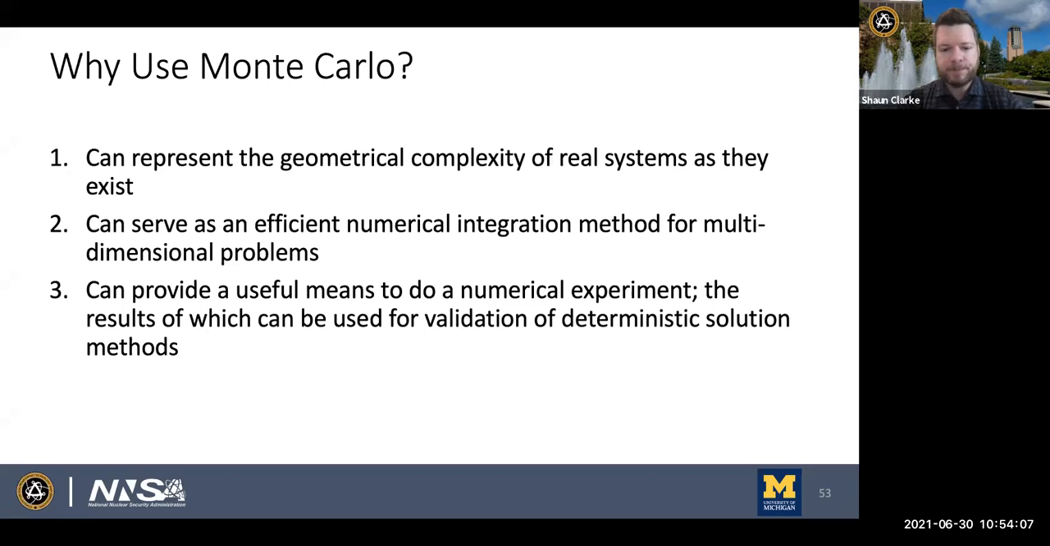Tomorrow, we're going to have a guest speaker, Professor Chris Perfetti from New Mexico, to give us his perspective on Monte Carlo and deterministic transport and how they can be applied to nuclear engineering.